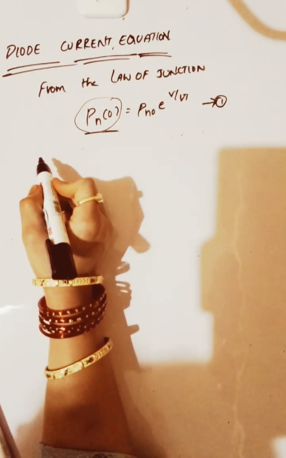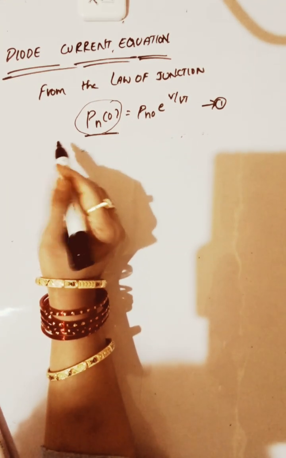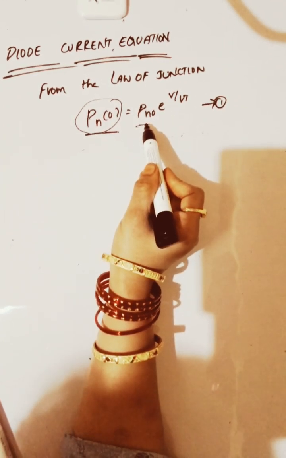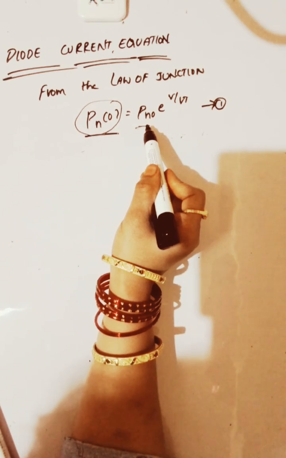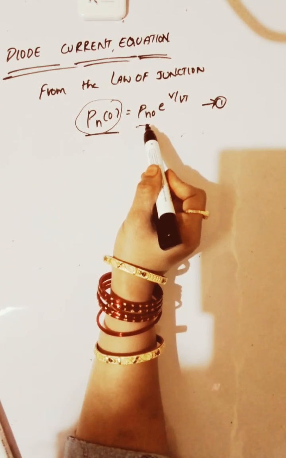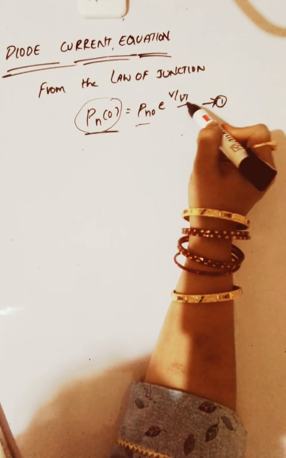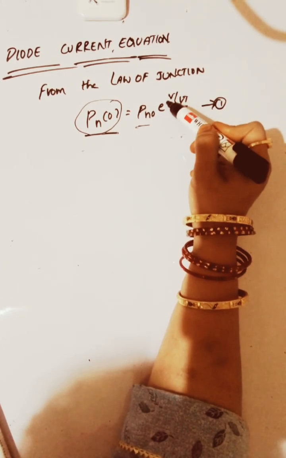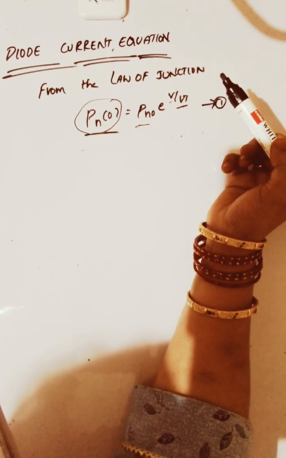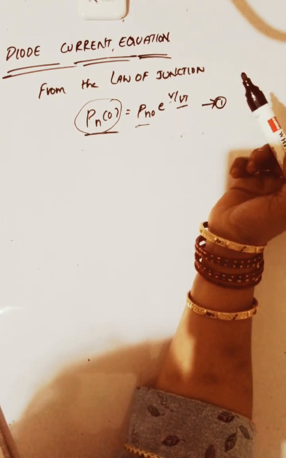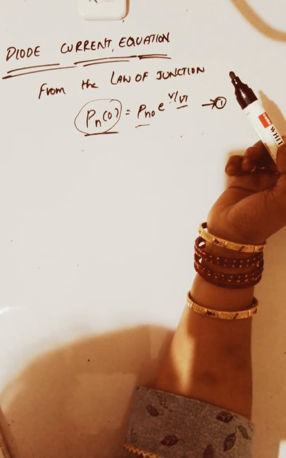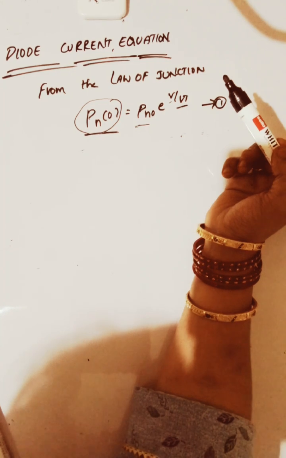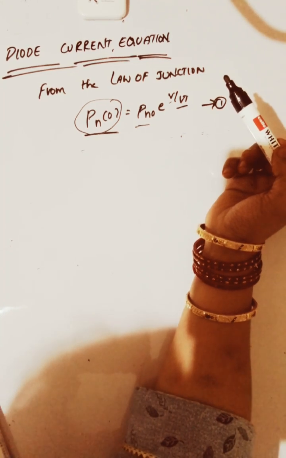Pn0 is the hole concentration at the edge of the depletion region in n-type material under open circuit condition. Vt is the volt equivalent of temperature, where V is the applied voltage. The difference between the concentration at the junction under biased and unbiased condition is called injected or excess concentration, denoted as pn(0).